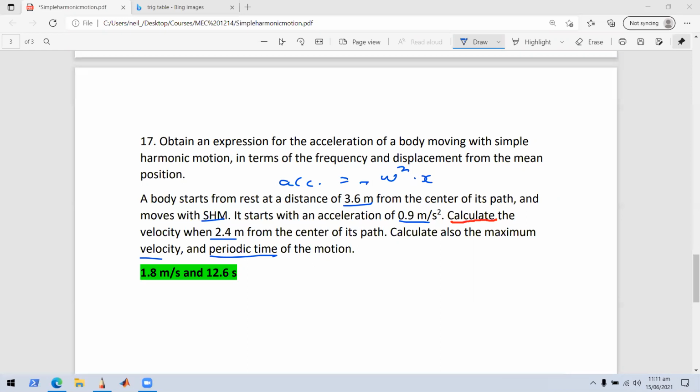Sir, you there? Hey, yeah. Sorry, I was out a little bit. Someone was asking a question. I think you only calculated two things here. We had to calculate something else. Where do you mean? The velocity at this point, and then the maximum velocity. Yes, and then the periodic time. That's it.